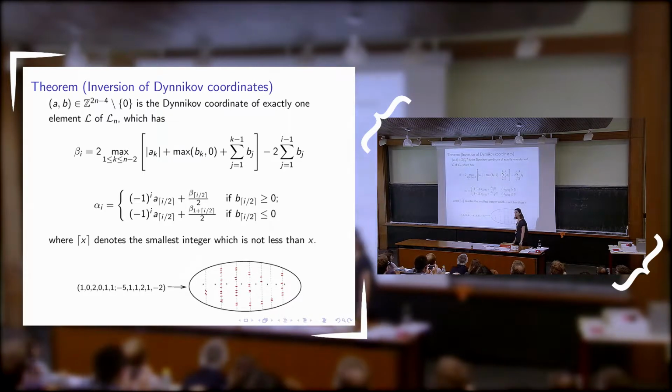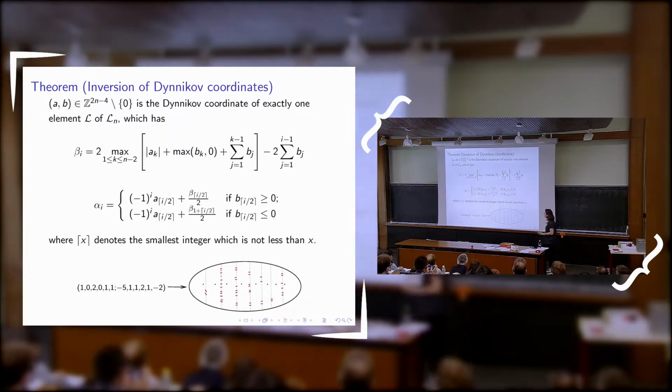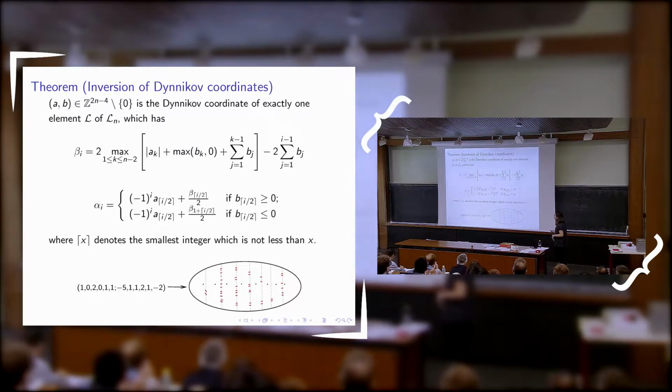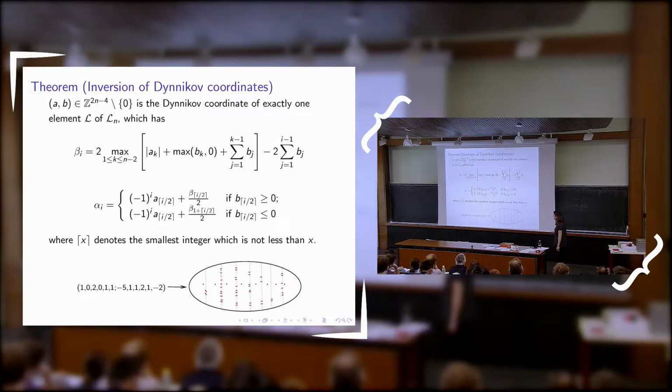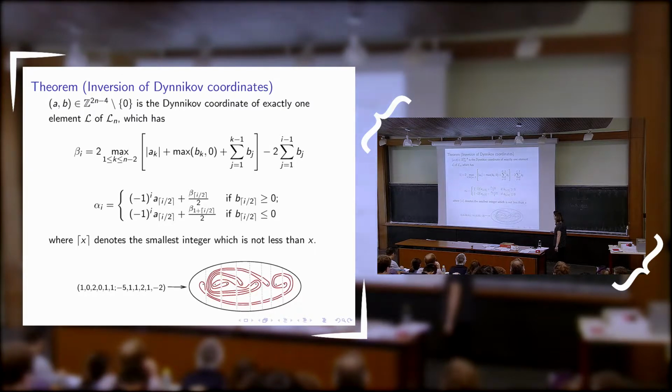Okay, so we have a theorem. That's the inversion of Dynnikov coordinates. So somebody gives me a vector from this space, and I reconstruct the number of intersections on alpha and beta arcs, and hence the multicurve, looking at this number using this formula. So this is an example of what this theorem does. We have a vector here, and we compute the number of intersections on the edges. These are the number of intersections on the arcs of the triangulation. And then we glue up these pieces together, and we reconstruct our multicurve corresponding uniquely to this vector.